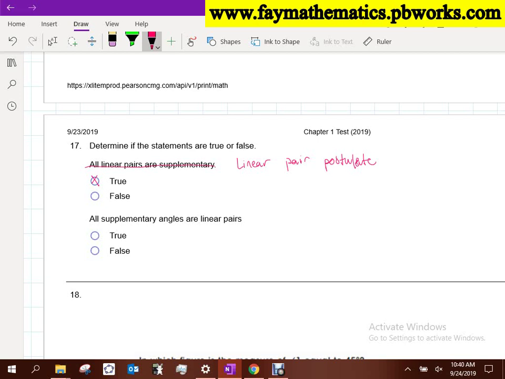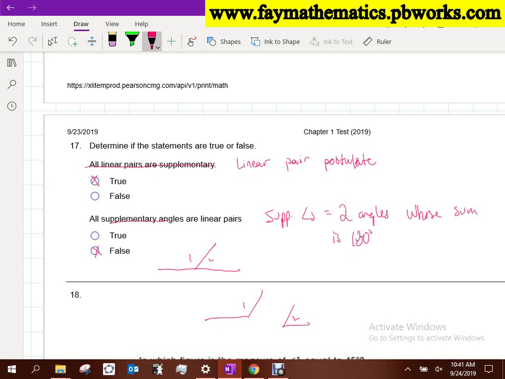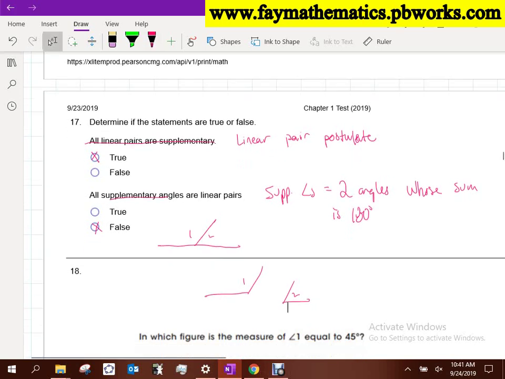All supplementary angles are linear pairs. That's false. Supplementary angles, by definition, are two angles whose sum is 180 degrees. Nowhere in that definition does it say they have to be a linear pair. So they could be that, and that would be a linear pair, but angle 1 might look there, and angle 2 might be there, where they're not a linear pair. Remember, linear pairs have to be adjacent. Supplementary angles don't have to be adjacent. So that's a false statement.